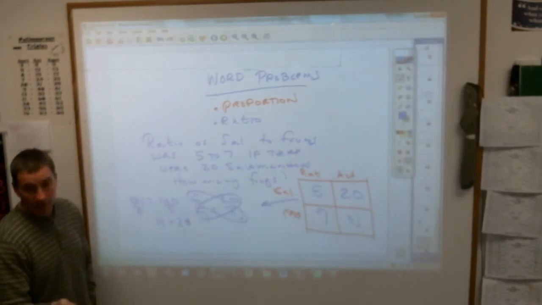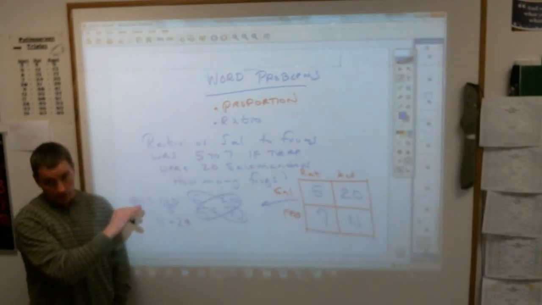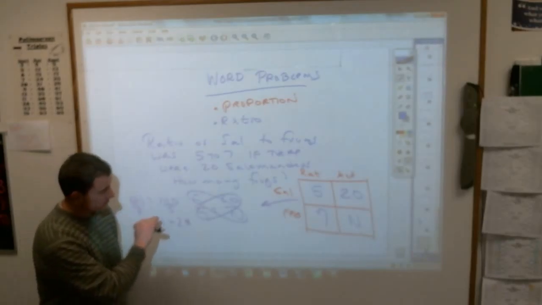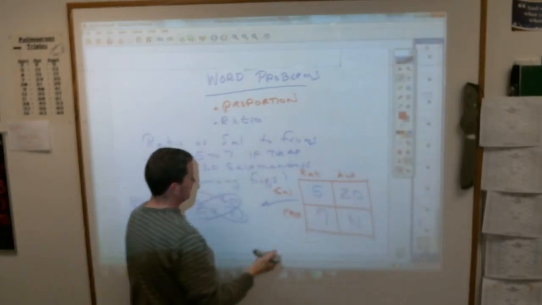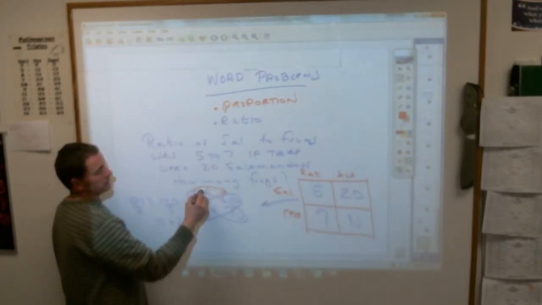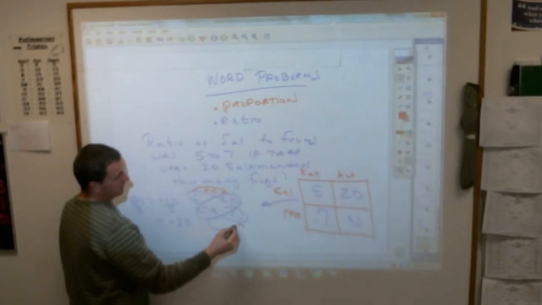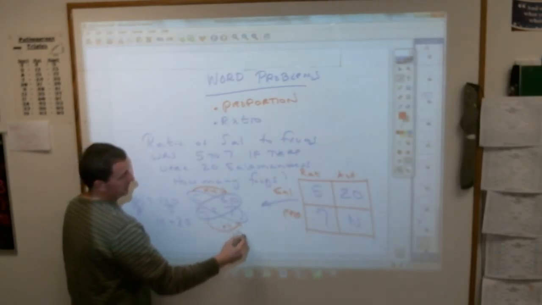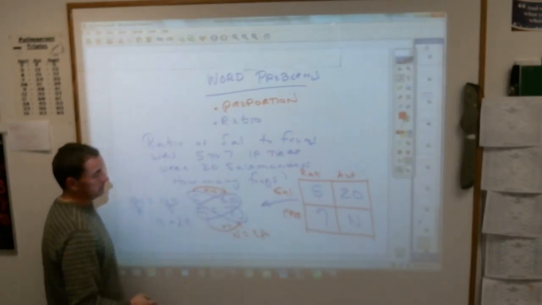But a quicker, simpler way, in this case, that works, it doesn't always work, is to multiply. Right, you're making equal fractions. How do you go from 5 to 20? You just multiply by 4, so you can multiply the 7 by 4 and get 28 as well.